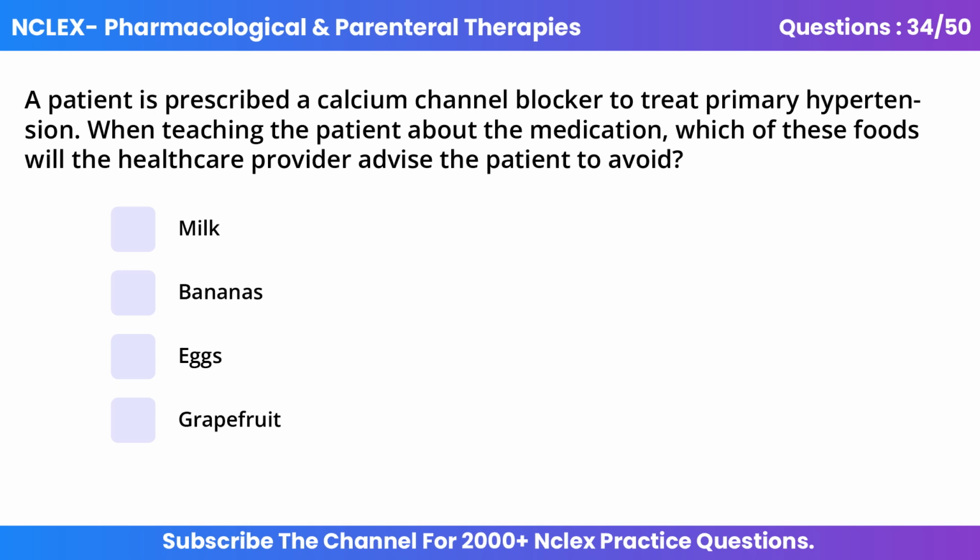Question 34. A patient is prescribed a calcium channel blocker to treat primary hypertension. When teaching the patient about the medication, which of these foods will the healthcare provider advise the patient to avoid? D. Grapefruit.